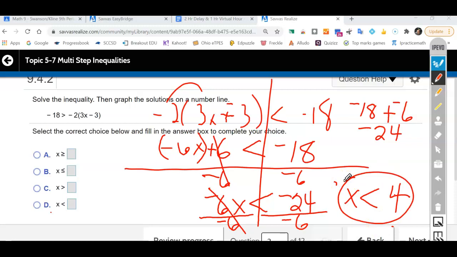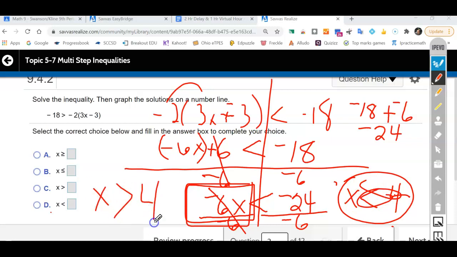Is that my answer, Mr. Watson? Is that your answer? So it would actually be x is greater than 4 because of the negative 6x. Because when we multiply or divide by a negative, our inequality symbol flips. The inequality symbol flips. You're exactly right. Good catch.